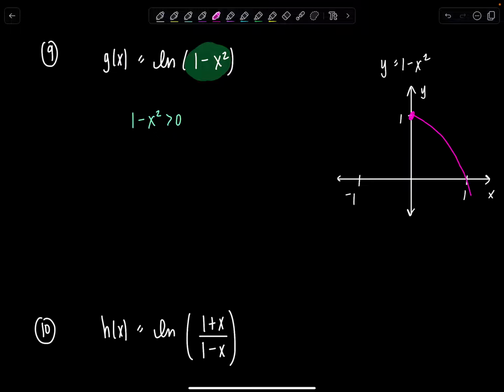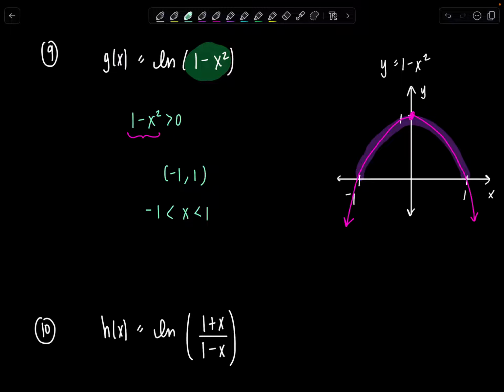unit. Here it is. And so the solution to the inequality would be all the x values where this parabola is above the x-axis. And that's all here, where the parabola is above the x-axis. So that happens on the interval from -1 to 1. Or in set builder notation, you would say x is less than 1 and greater than -1. And that's our domain. That's it.